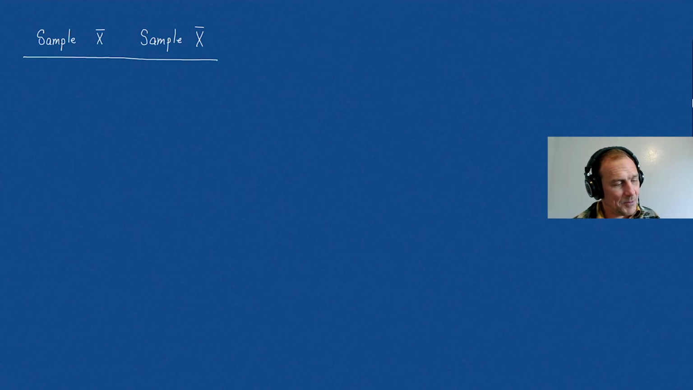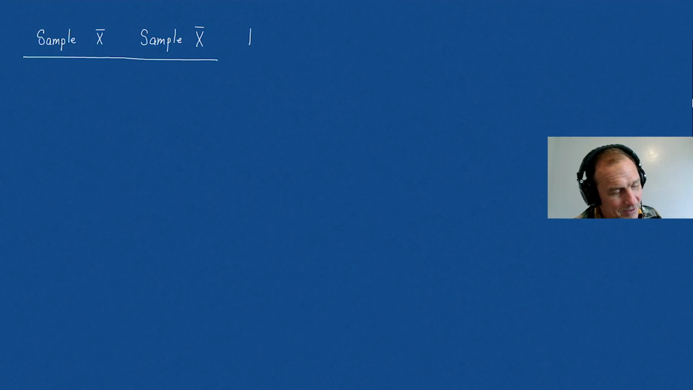So I'm going to write this, oops, not like that. Let me change my color. All right, so I have my sample, and then its mean, x bar. And we're going to have a bunch of these, sample and x bar.